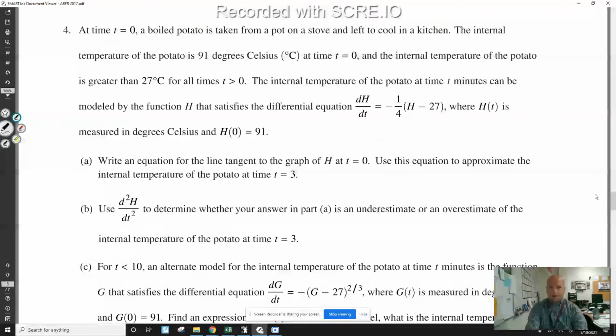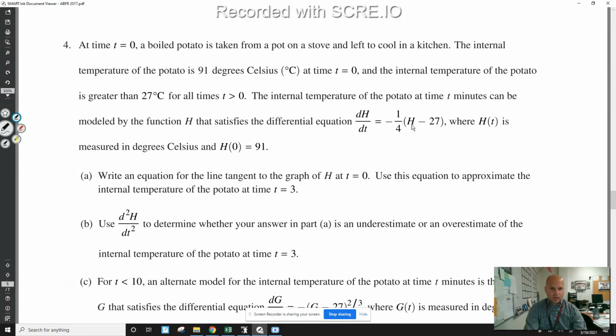Now we have to be ready for differential equations that don't have x's and y's, but have different variables. Like here we have h and t. The same thing applies. You just think of h as being your y and t as being your x. All right, say the internal temperature of a potato is 91 degrees Celsius at t equals 0. They give you that here. H of 0 is 91. The rest is just filler stuff.